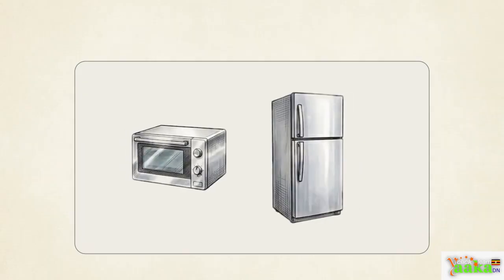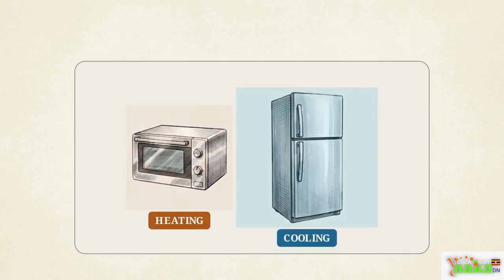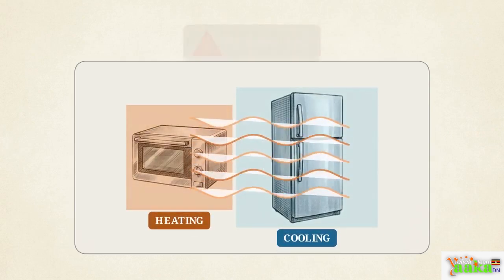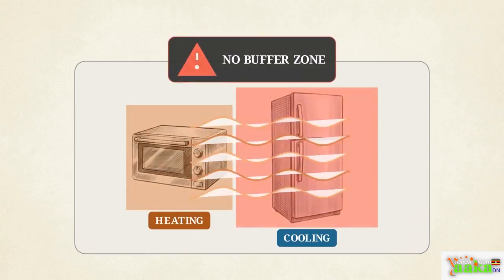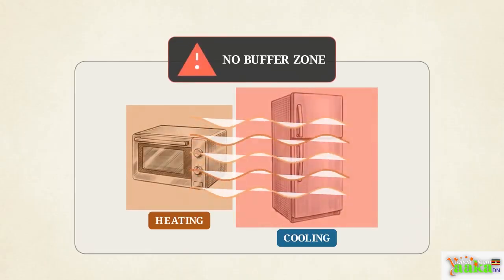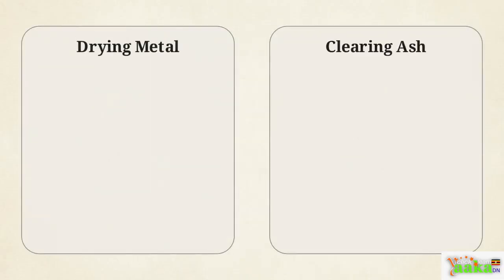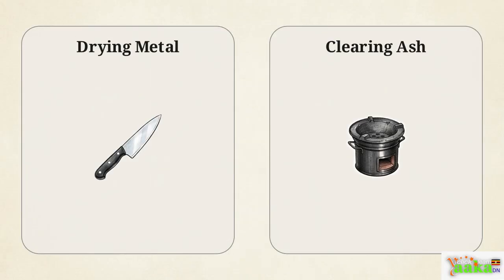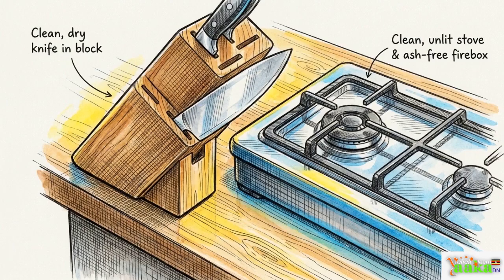Logical layouts prevent physical risks, such as placing a cooker directly beside a refrigerator, which creates energy waste and unnecessary heat exposure. Efficient layout must be paired with regular maintenance. This includes drying metal tools to prevent rust and clearing ash from sagiris to maintain airflow. A perfectly planned layout is only effective if the tools inside it are kept in safe working condition.